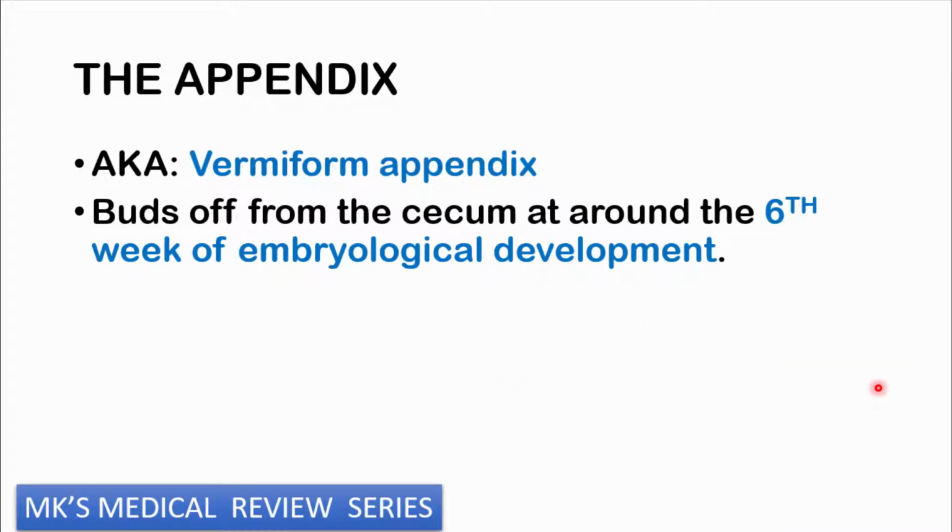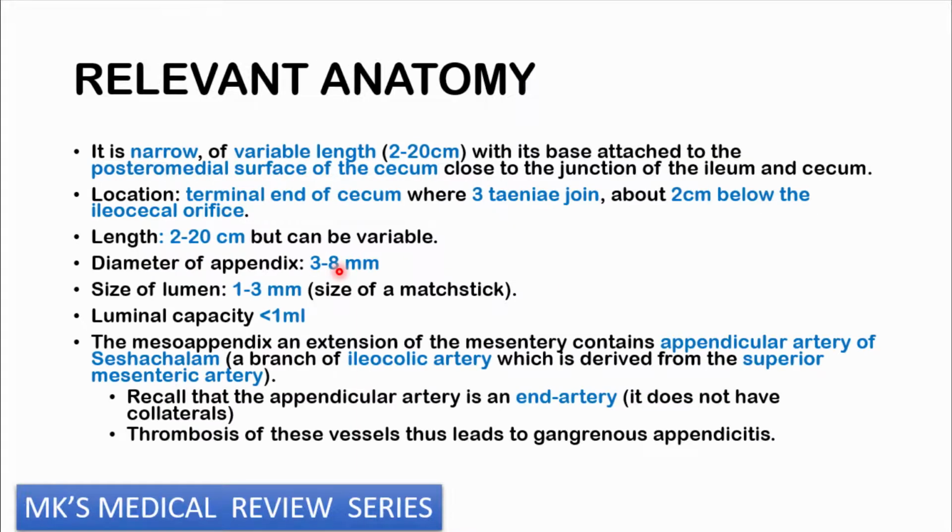So before we actually go into details of talking about appendicitis, you should have functional knowledge of what the appendix is. Remember that the appendix can also be referred to as the vermiform appendix. Vermiform meaning that it looks like a worm. And this is obviously a structure that's going to be budding off from the cecum at around the 6th week of embryological development. So the appendix develops from the 6th week of embryological life.